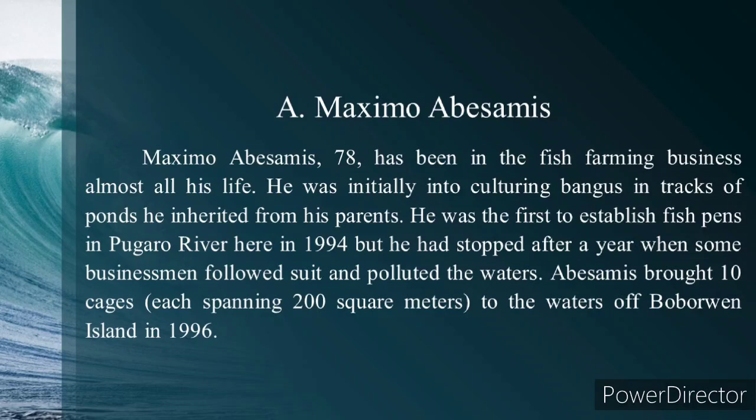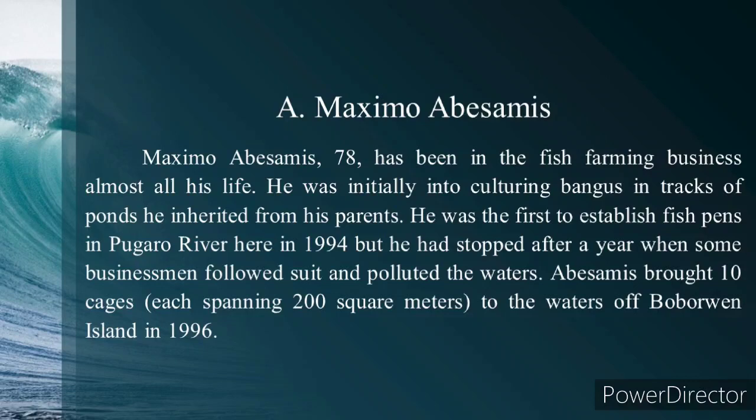Maximo Abes Amos, 78, has been in the fish farming business almost all his life. He was initially into culturing bangus in tracts of ponds he inherited from his parents. He was the first to establish fish pens in Pagudpud River in 1994, but he had stopped after a year when some businessmen followed suit and polluted the waters. Abes Amos brought 10 cages, each spanning 200 square meters, to the waters off Babarwan Island in 1996.